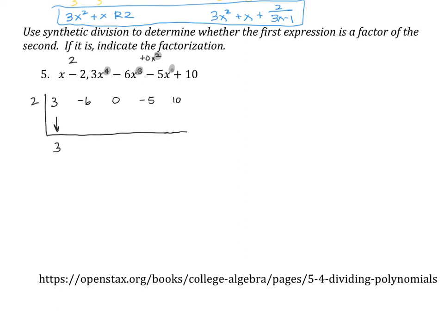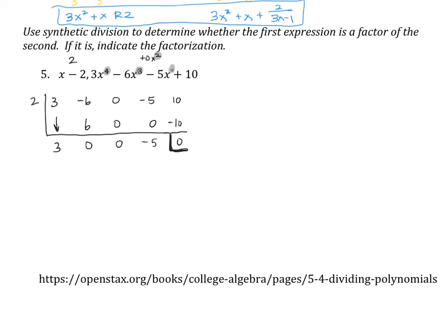I start by multiplying, so 2 times 3 is 6. Add straight down, I get 0. 2 times 0 is 0. Add straight down, I get 0. 2 times 0 is 0. Add straight down, I get -5. 2 times -5 is -10. Add straight down, I get 0. Okay, so my remainder is 0, which means it went into it evenly.